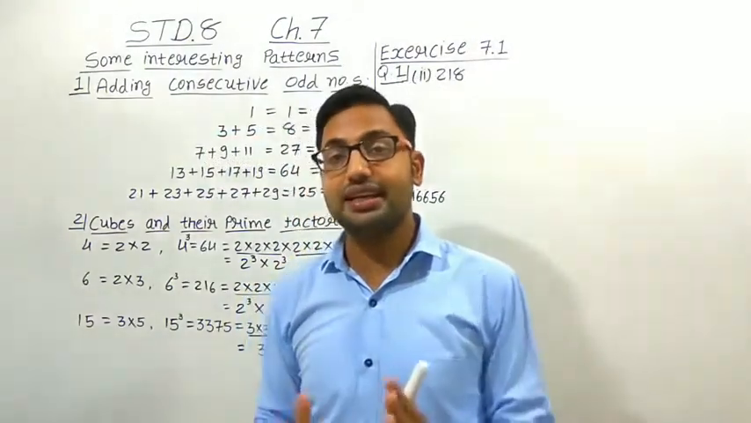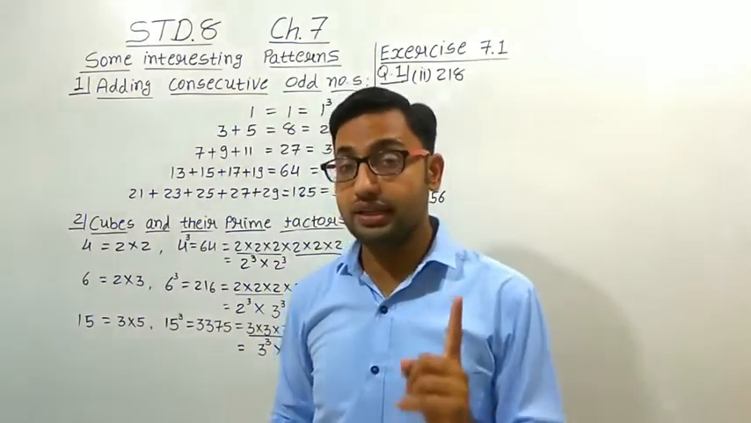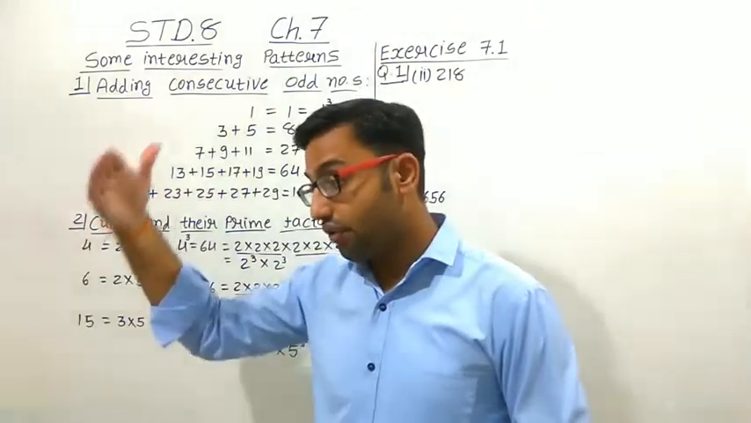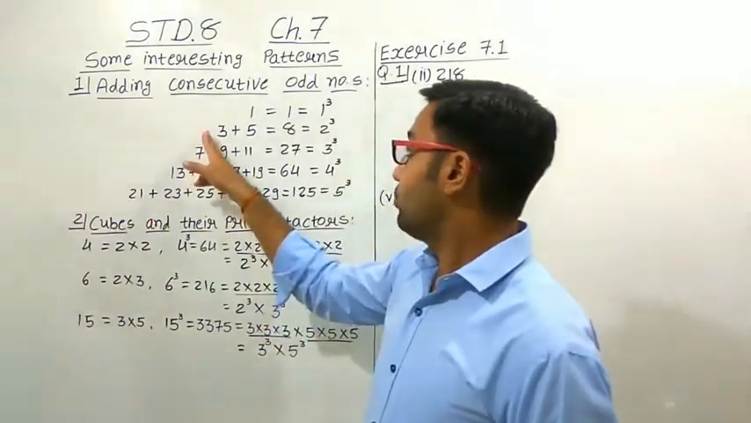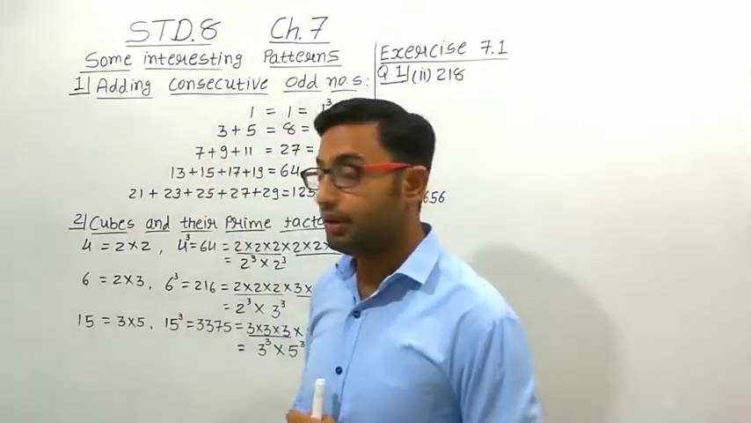Okay, so this is one kind of pattern that we get while adding consecutive odd numbers. But it is slightly different from what we do with squares, right? In squares we add odd numbers starting from 1. Here we do not have to start from 1. That we have to keep in mind.